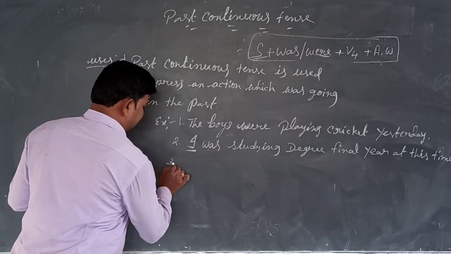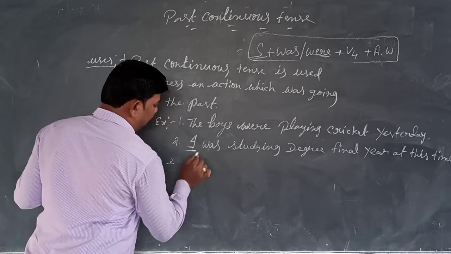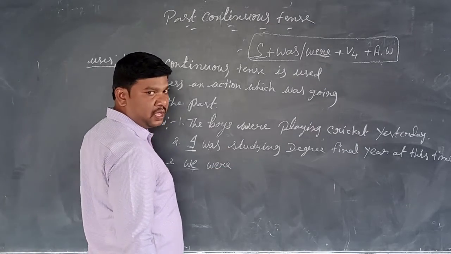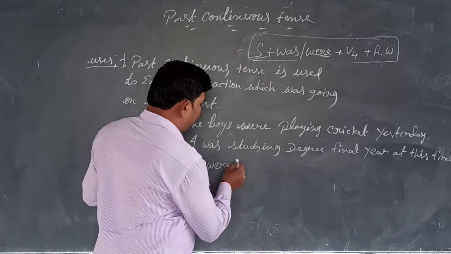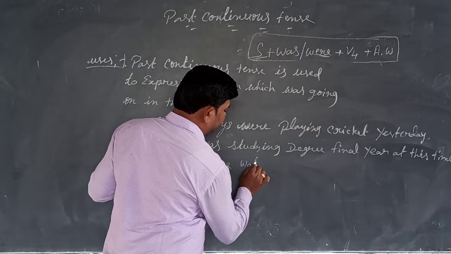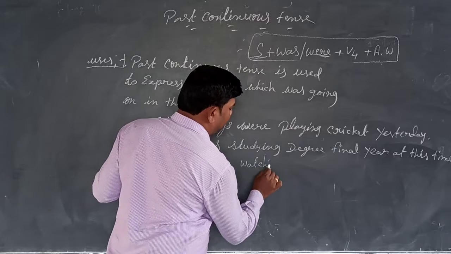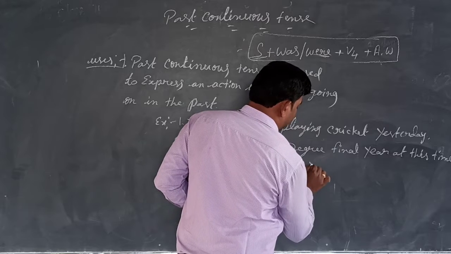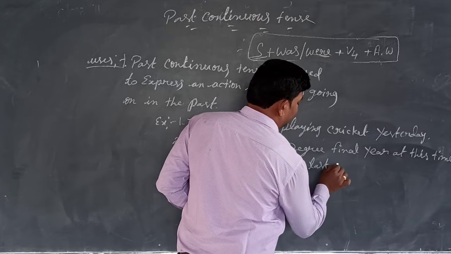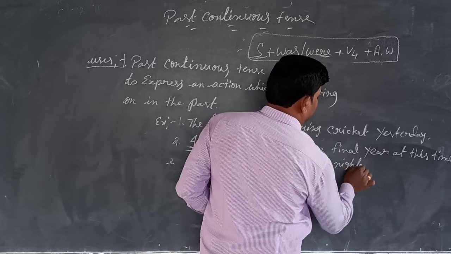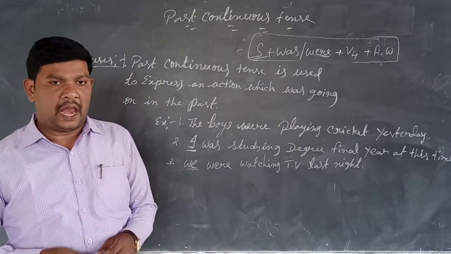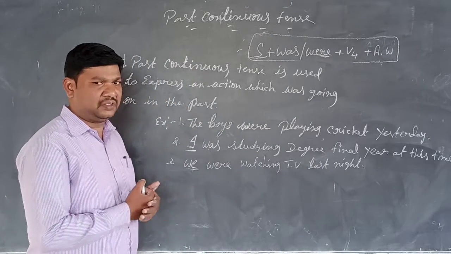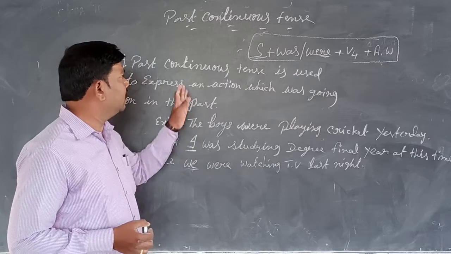And see the third example, we were. I take the subject we, that's plural, so the helping word were comes, not was. We were watching TV last night. So these are the examples for past continuous tense. What I wrote on the board, let us observe the examples. All are in past continuous.